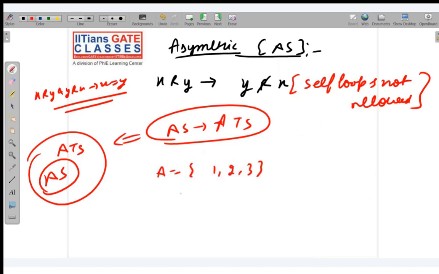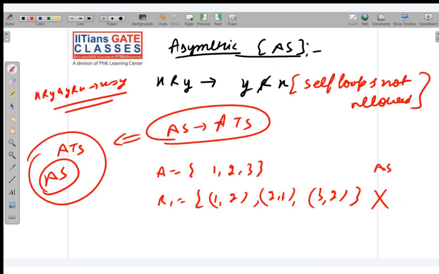Take 1, 2, 3. Relation R1 is say (1,2), (2,1), (3,2). So see this. If (1,2) is there, (2,1) should not be. Yes, (2,1) is also there. So immediately you will cross it. You will say no, it is not AS. And immediately it is also not ATS. Why is it not ATS? Because (1,2) and (2,1) are present, and 1 and 2 are not the same.